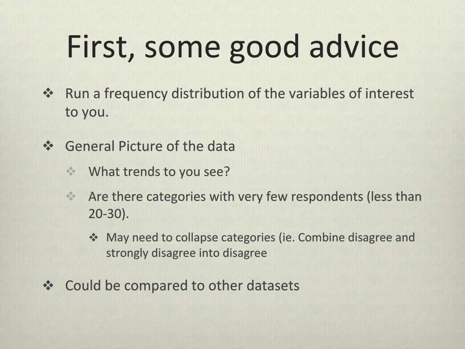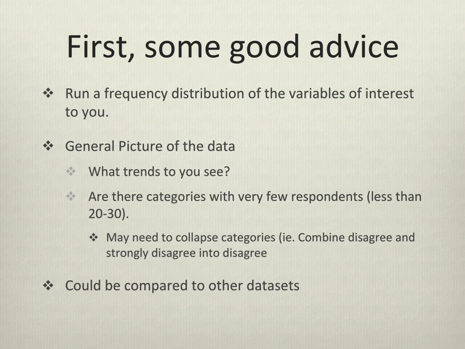Take a moment to look at a general picture of the data. Take a moment to look at the variables. Do you see any trends? Are there any categories that have very few respondents in them? With very few respondents, you may need to collapse some categories based on these results. If you have interval ratio level data, do you have a few strongly disagree and disagree? And lastly, can our data be compared to other data sets?